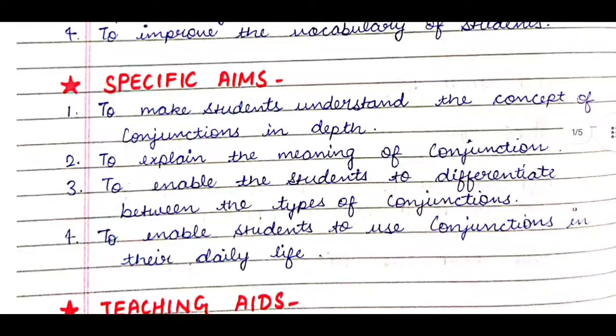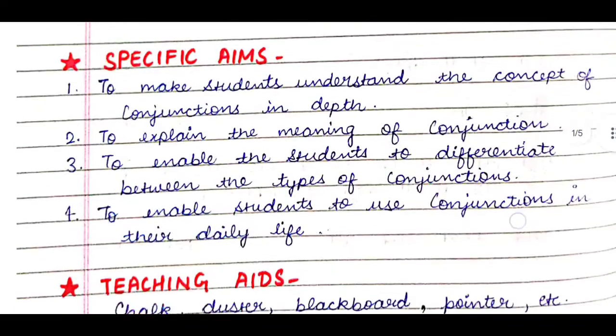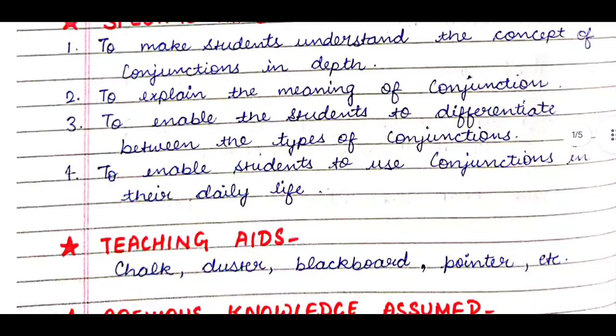Okay, so then comes specific aims. First one is to make students understand the concept of conjunctions in depth, second to explain the meaning of conjunction, third to enable students to differentiate between the types of conjunctions, fourth to enable students to use conjunctions in their daily life. Okay, so these are the specific aims and these are related to the topic. Okay, and so they change in every lesson plan.